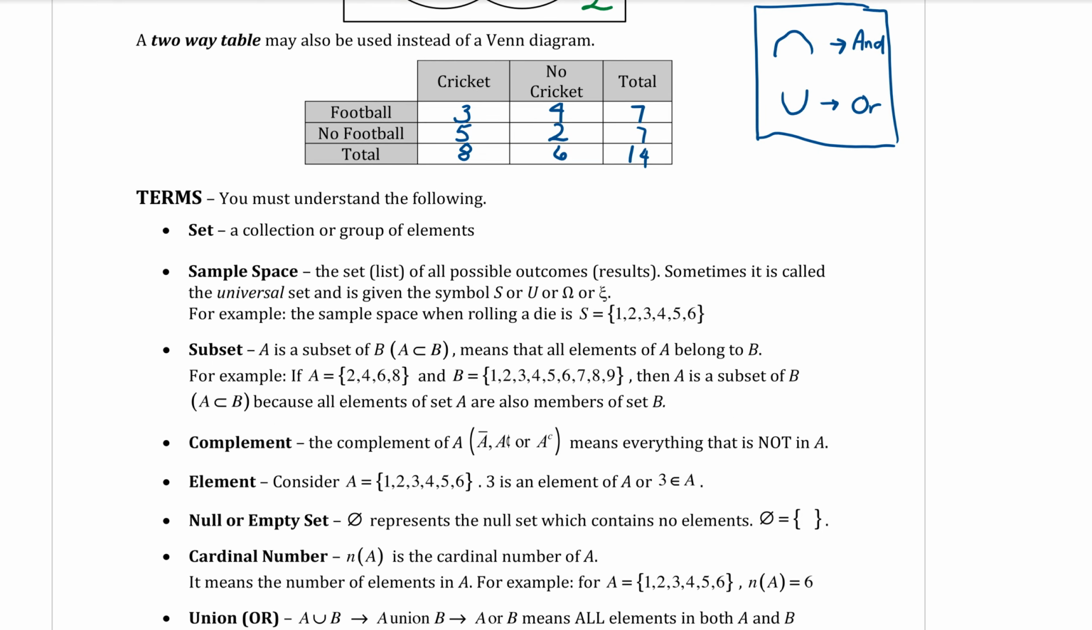A set, I've already been using this word today. A set is a collection or a group of elements. So I was talking about the groups of people who liked football, the set of people who liked football, and the set of people who liked cricket. Okay, so the word set.